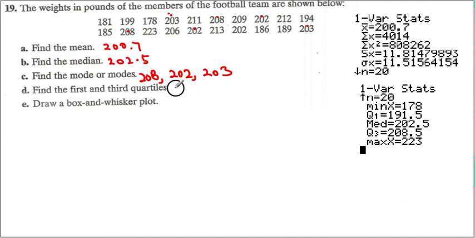Find the first and third quartile. So Q1 is equal to 191.5, and then Q3 is equal to 208.5. So here the minimum is 178, and the maximum is 223.